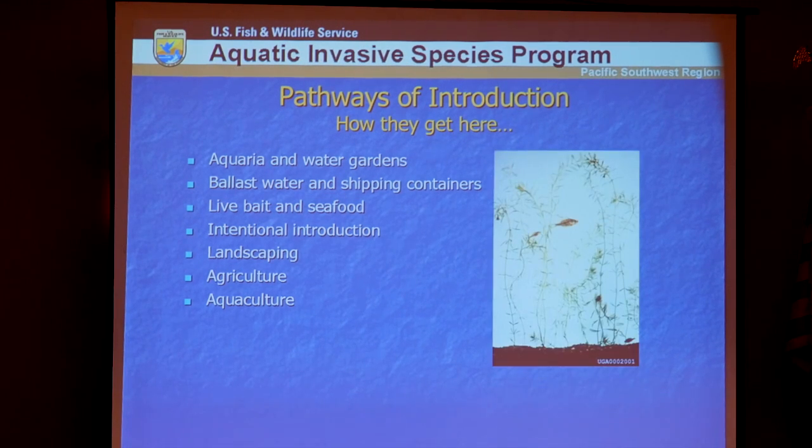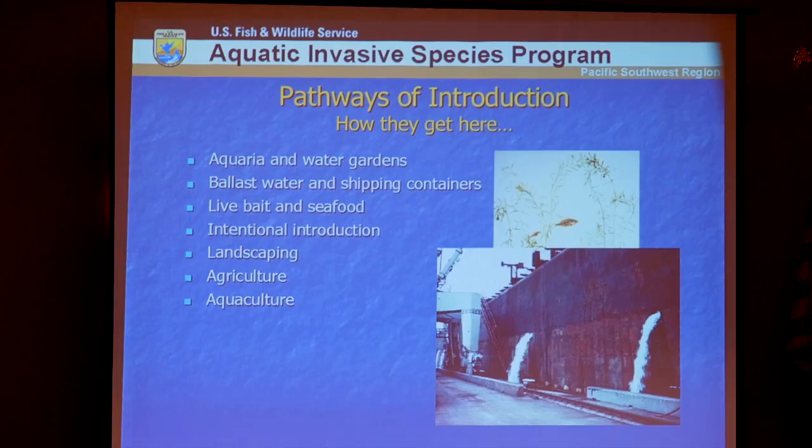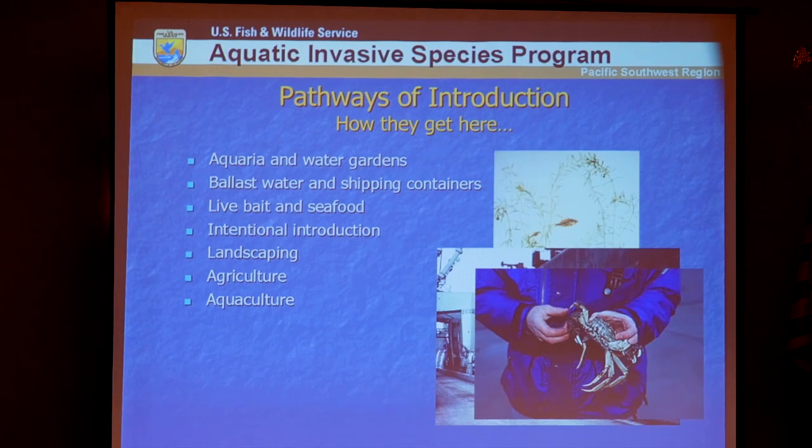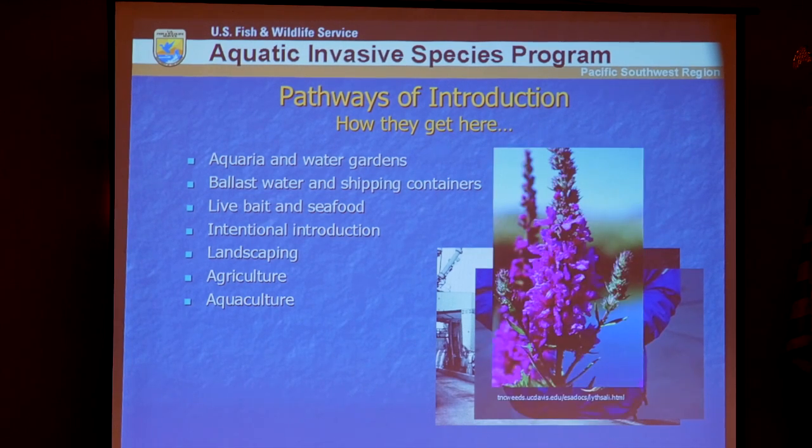Aquarium and water gardens. People dumping things out, getting tired of them, getting washed out, disposing of them improperly, okay? Ballast water and shipping containers, that's another thing. That's how quagga and zebra mussels got to North America, and probably how they got to Lake Piru as well, into a boat, okay? Live bait and seafood, those type of industries, not a lot of controls in some of the places for that. Intentional introduction of those type of species, Chinese mitten crab introduced into the Sacramento, San Francisco Bay Delta 10 years ago, really kicked off, didn't take, they're still around, but they didn't take off.